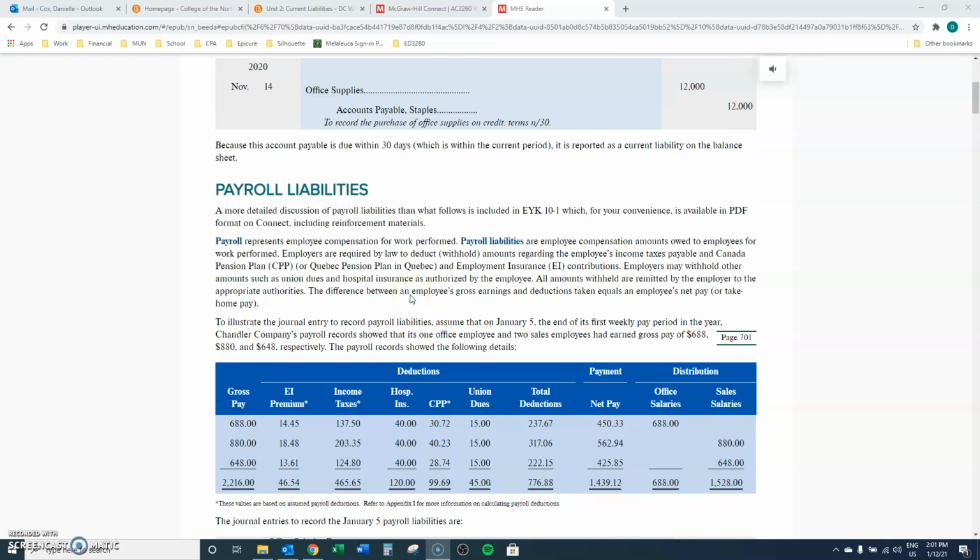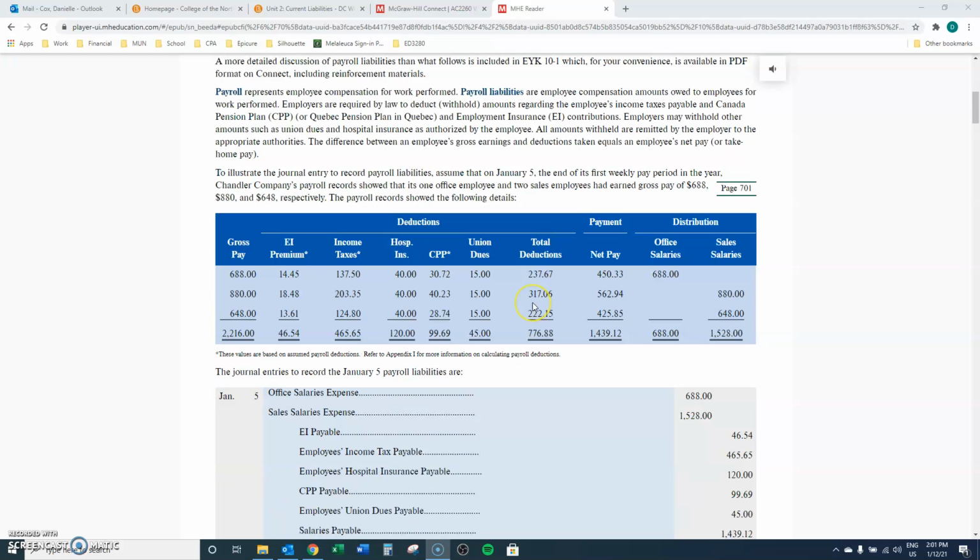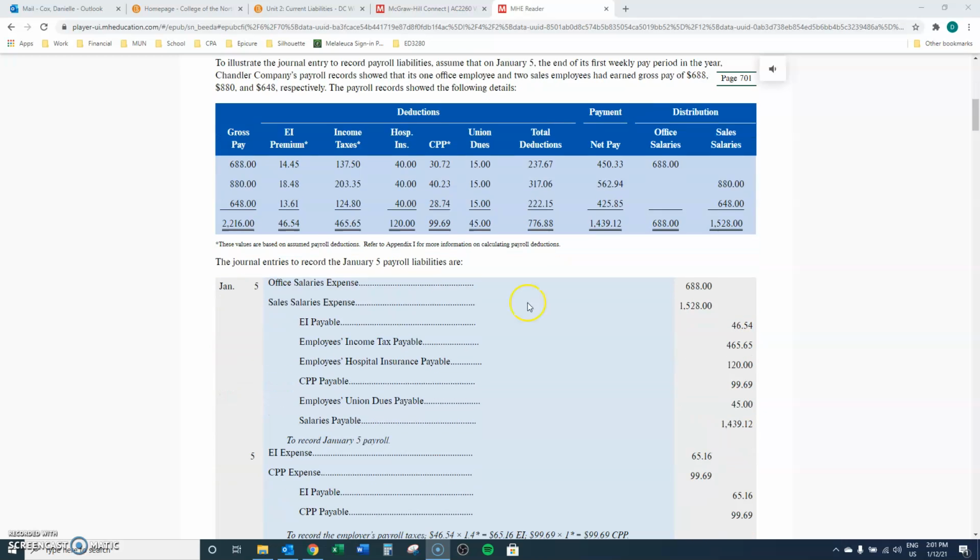Then there are payroll liabilities. That's amounts that you owe to your employees. So it consists of the amount owed to the employee for work that has been performed already, but it also includes income taxes payable, CPP, and EI, for example. And again, they work you through an example.